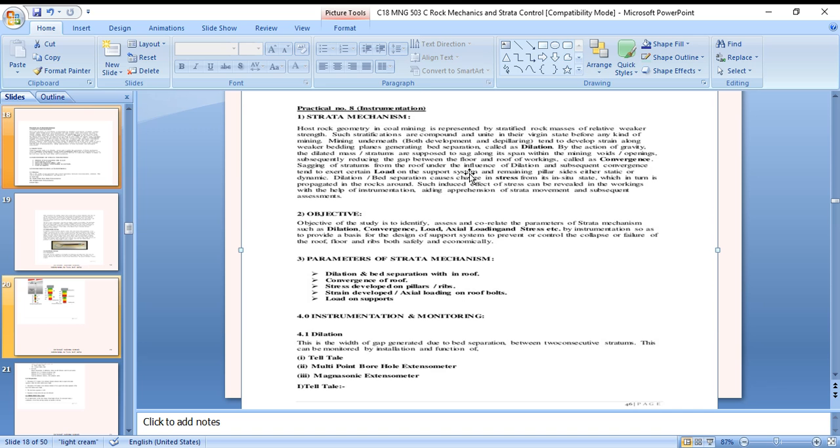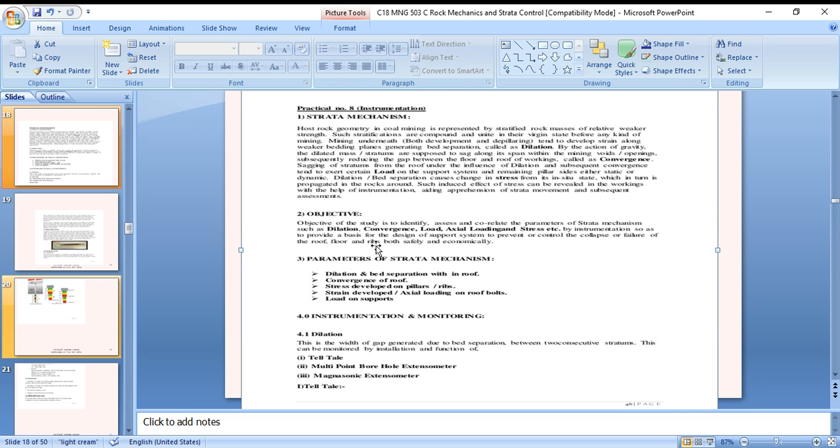Subsequently, the gap between the floor and the roof of the working is reduced, called the convergence. Sagging of the roof under the influence of the dilations and the subsequent convergence tends to exert certain load on the support system and remaining pillar sides, either static or dynamic. Dilation and bed separation cause changes in stress from the in situ state, which is in turn measured with the help of instrumentation.